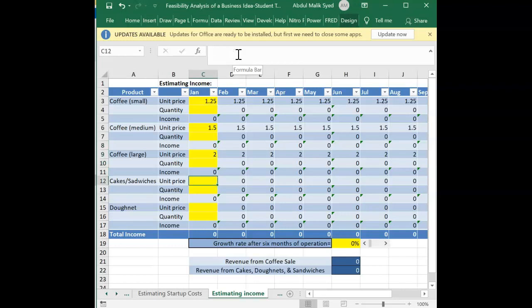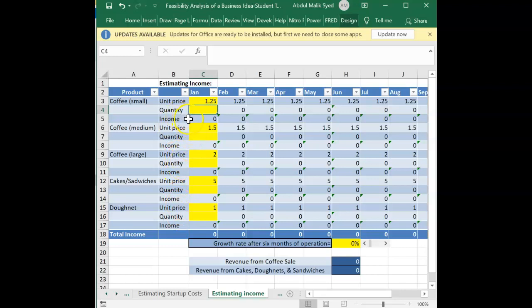Okay, then the unit price for cakes and sandwiches is say $5. Okay, and donuts maybe also $1. Okay, $1 means say around 4. So this is the unit price which you are going to decide depending on your product. Suppose you are going to have so many different products, then just add the rows here to reflect the type of products you have, right?